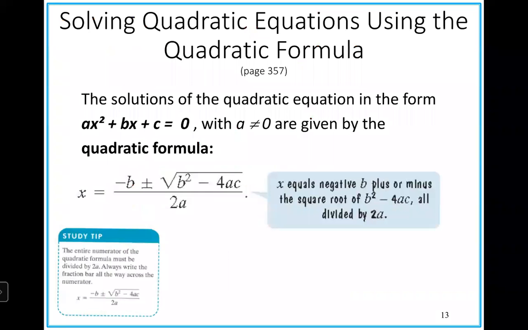Okay, so the method we used just now is for solving equations by factoring. Now, as was mentioned before, there are some equations which we cannot factor. Those equations we call prime. They cannot be factored, but we could still solve them using the formula.